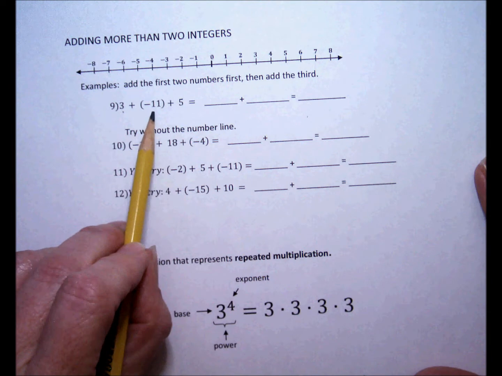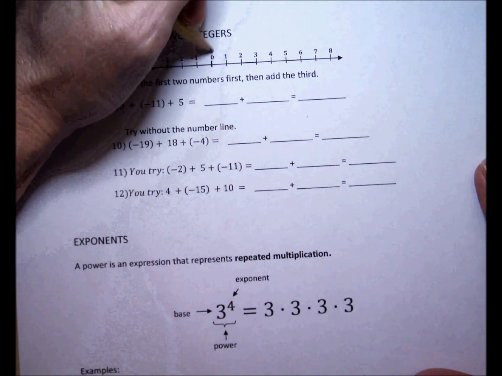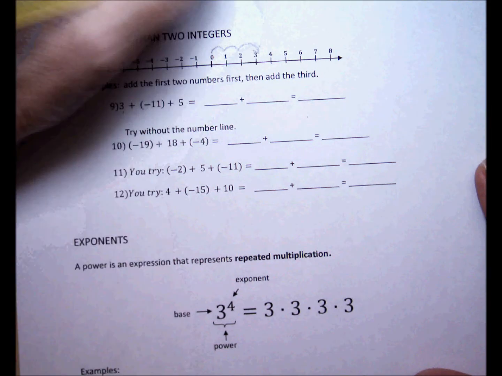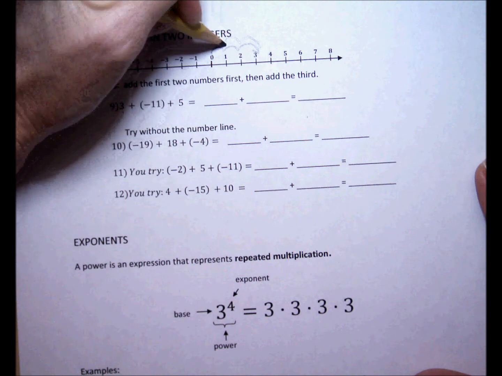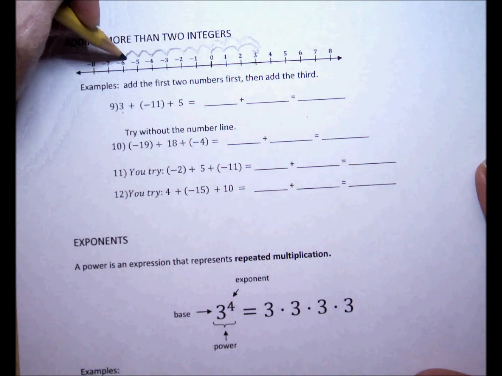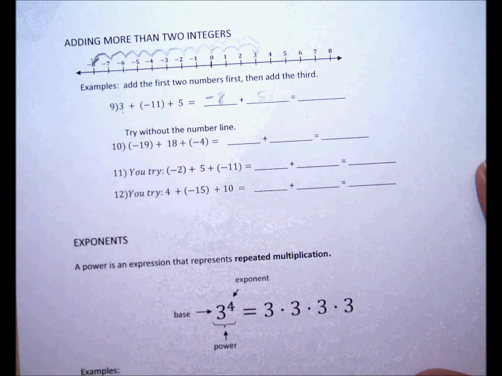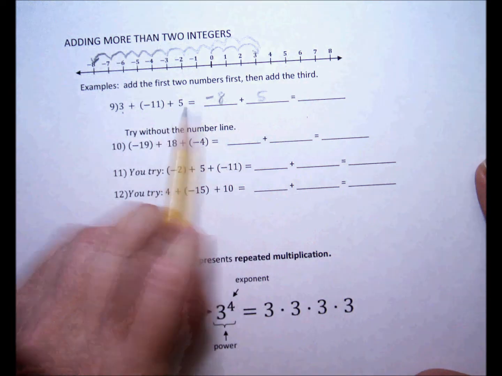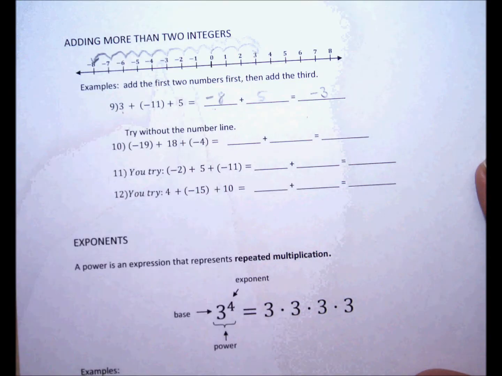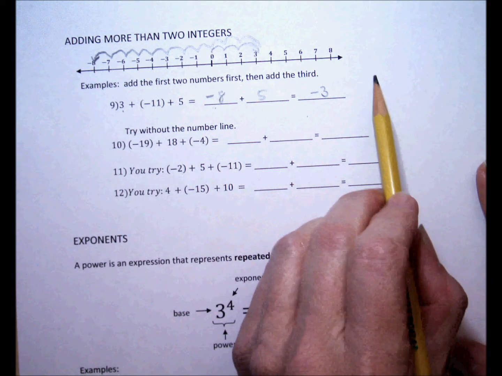So if we add the first number to the second number, that's 3 plus negative 11. And remember, if you need to, you can use your number line. Positive 3 means we go to the right 3. Negative 11 means we go to the left: 4, 5, 6, 7, 8, 9, 10, 11. Oh, that's negative 8. And then we have plus that 5. So negative 8 plus 5 is negative 3.